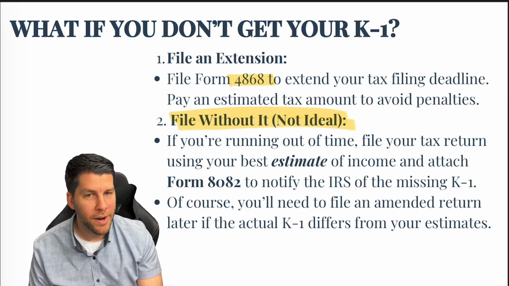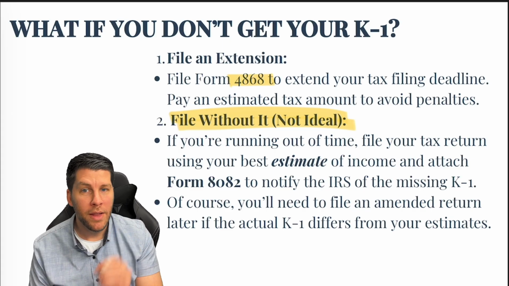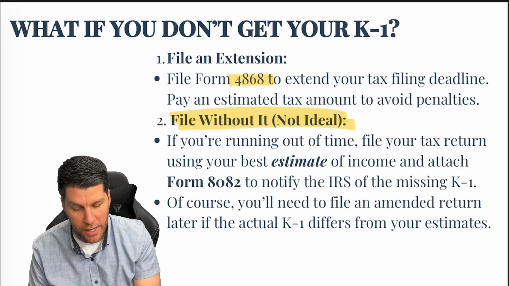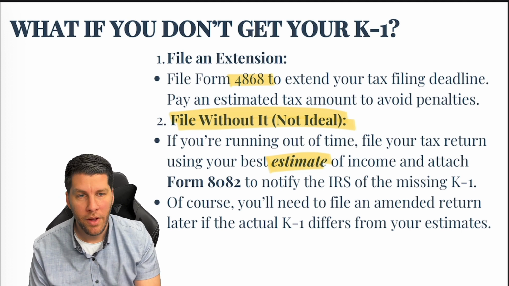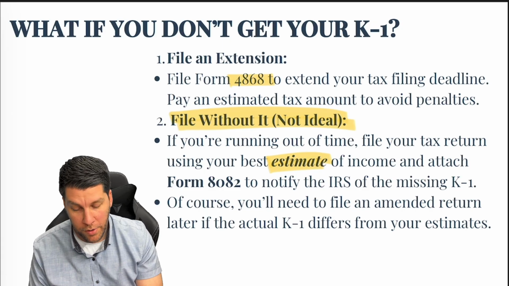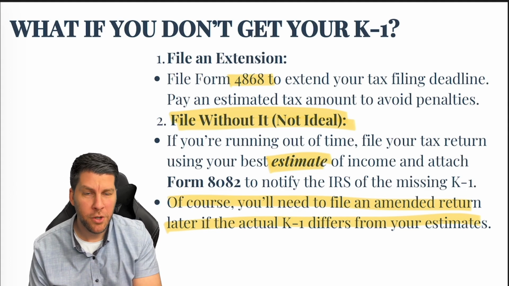I have a video on extensions that goes over the different sorts of penalties the IRS has for late paying and then also not filing. And if you are going to file without it, try to do the best you can on the estimate. Again, if they give you no information, this is going to be really tough. And then you will have to amend this return later when you actually get your K-1, which is a bummer, but also not super uncommon because some businesses are really delayed with sending out their K-1s.